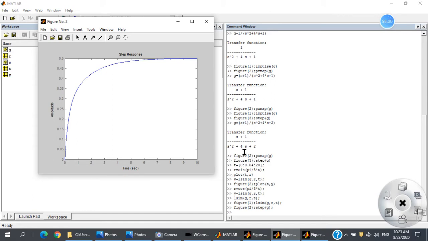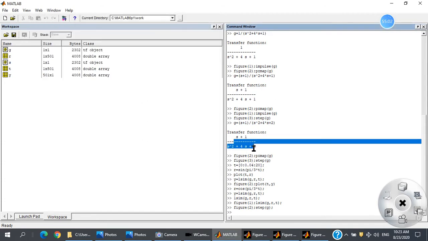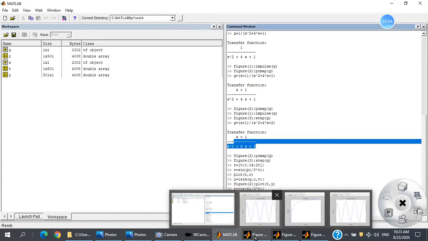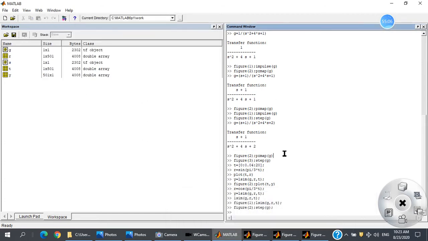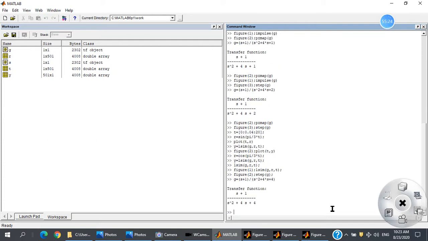Okay, this is a system like this one, right? We have a zero and poles: two poles, one zero. Now let's consider G equal to, I make some change. Like here, I use four here. So actually we have two poles, but they are the same value, right?